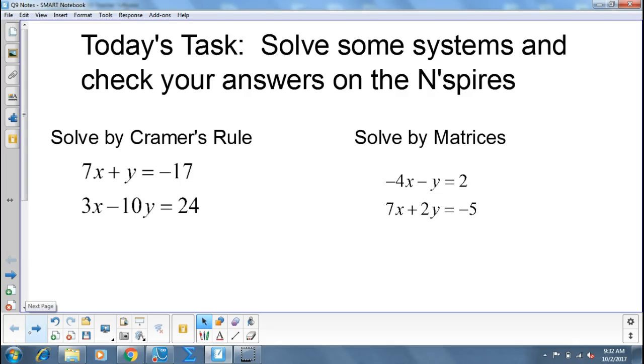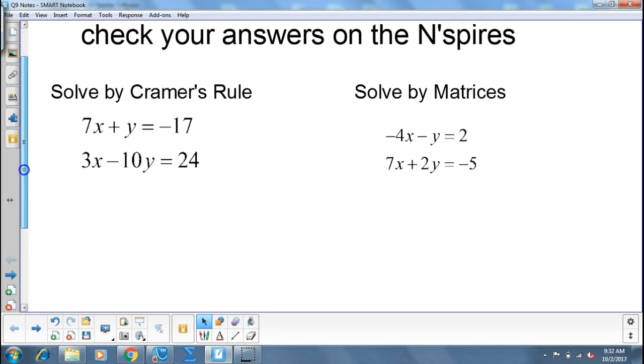All right, so in preparation for Wednesday's test, remember we're having a test on Wednesday, okay? And that packet is due on Wednesday, and any formative corrections that you may have fixed are due on Wednesday, okay? So, solve this one by Cramer's rule, solve that one using matrices, and then we will check them on the calculators, okay?